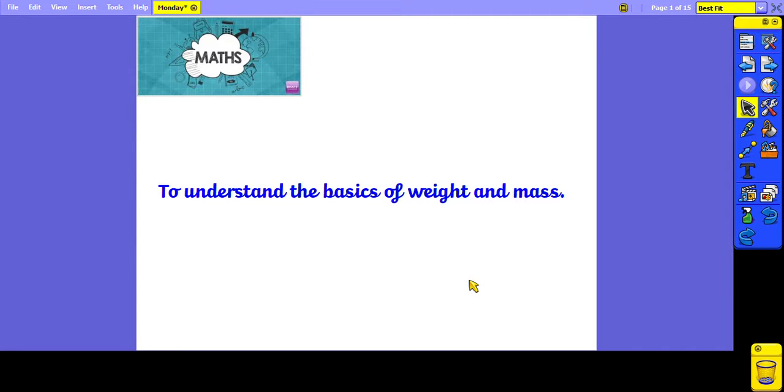Hi Year 1, it's Miss Curtis here, and today I'm going to talk you through our first maths lesson of the week, all about the basics of weight and mass.